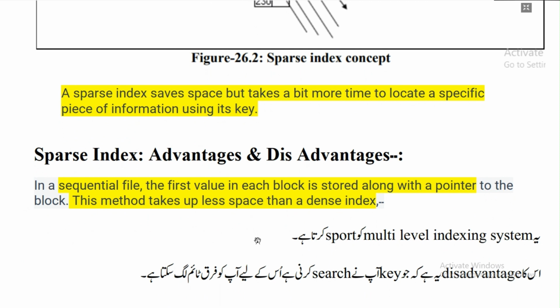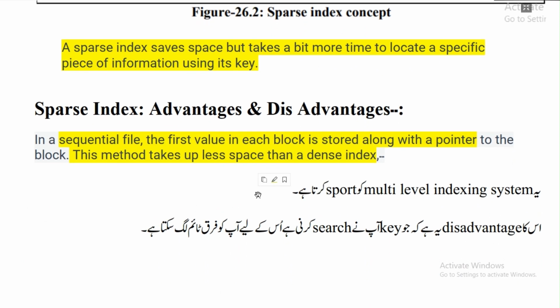Sparse index, advantages or disadvantages. In a sequential file, the first value in each block is stored along with a pointer to the block. This method takes up less space than a dense index.